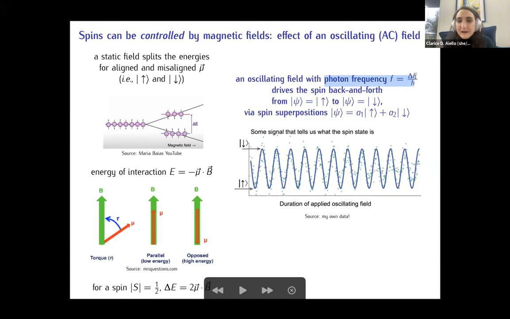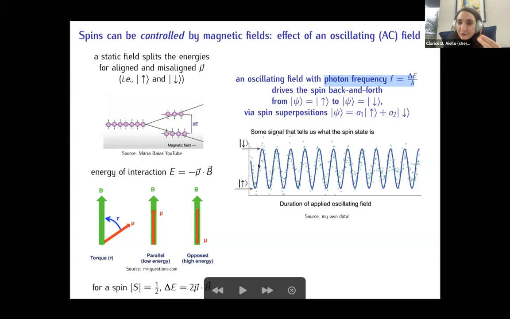So this is a very nice way of having control over the spins. This is at the root of magnetic resonance methods, and at the root of, say, quantum computing. If you want to prepare different spin states, you take this curve, and you know that if you apply an oscillating field up to a certain duration, for example up to here, you are going to be in a certain superposition of up and down. So this is a fantastic tool to prepare any spin states that you care about. That's a very important knob that you have.